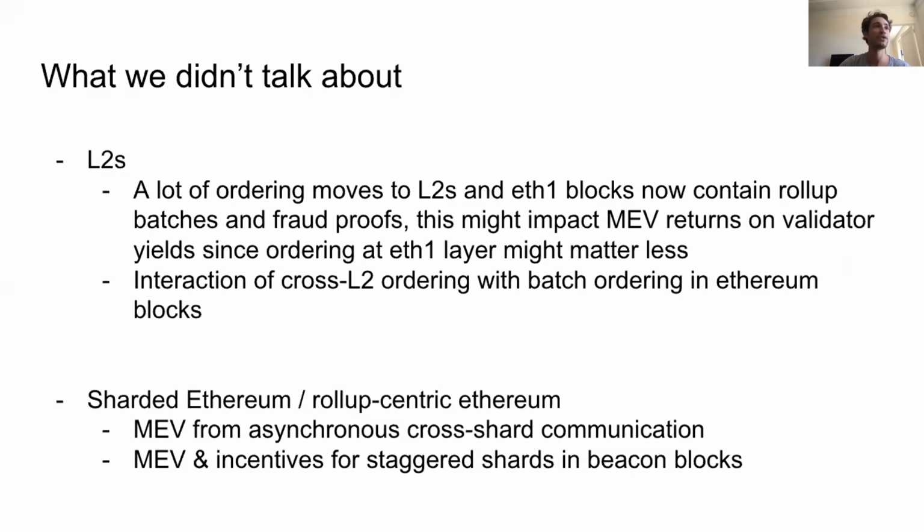There's a lot of things we didn't talk about. This is a short presentation, but we've been doing a lot of thinking on different fronts. The first one is that this is all assuming that layer 2s are not fully adopted, but in reality, a lot of the transaction ordering is going to move to layer 2s, right? And what's going to be living at layer 1 are rollup batches and fraud proofs. That might change some of the thinking mentioned in the previous slides. There's also cross layer 2 ordering that's interesting and how that relates to, for example, sharded Ethereum and rollup-centric Ethereum. There have been talks of staggered shard blocks, for example, and that might introduce a new sense of ordering between different L2s.